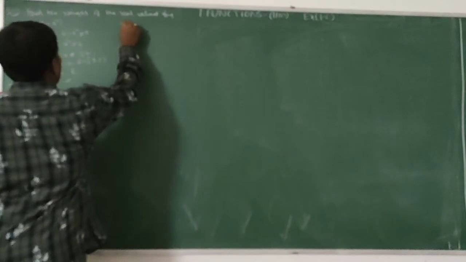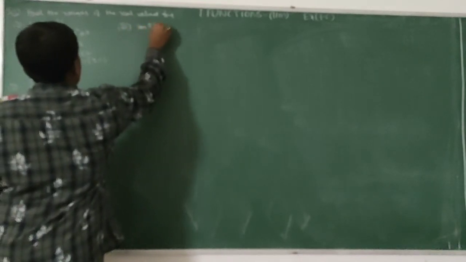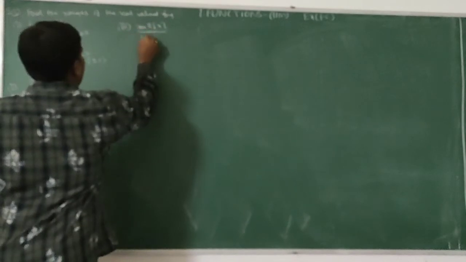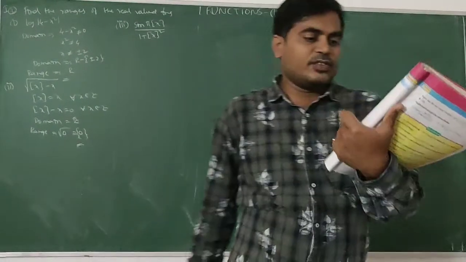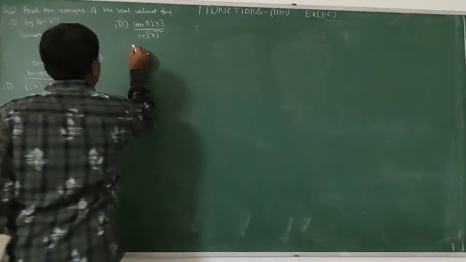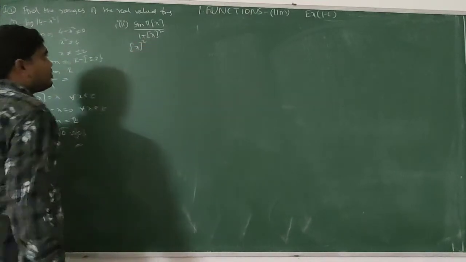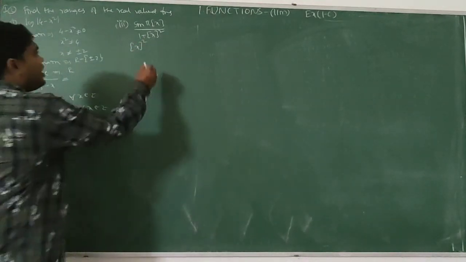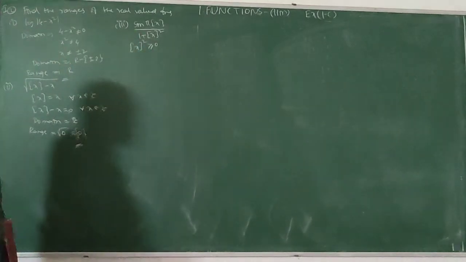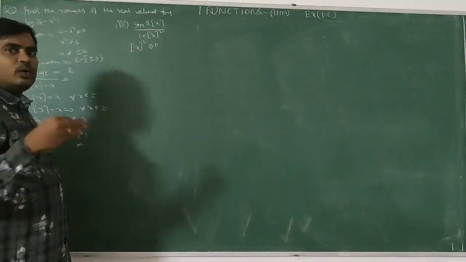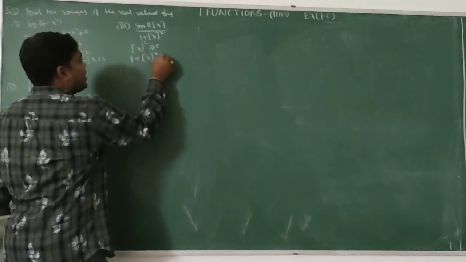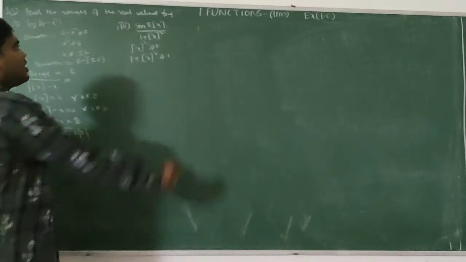Next, question number 3. Sin pi bracket x divided by 1 plus bracket x square. Actually bracket x square is greater than or equal to 0. Bracket x may be 0. Since it is a square, it should be greater than or equal to 0. It may be 0 or positive. So 1 plus bracket x square is greater than or equal to 1.